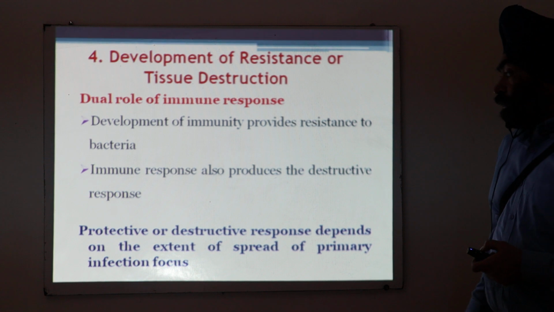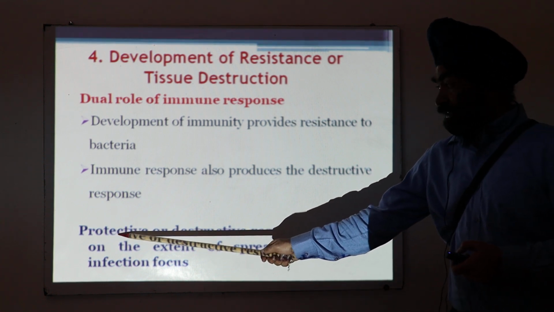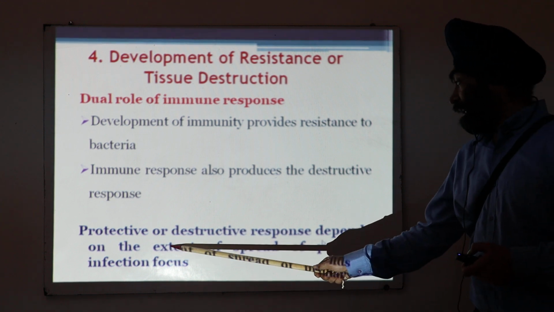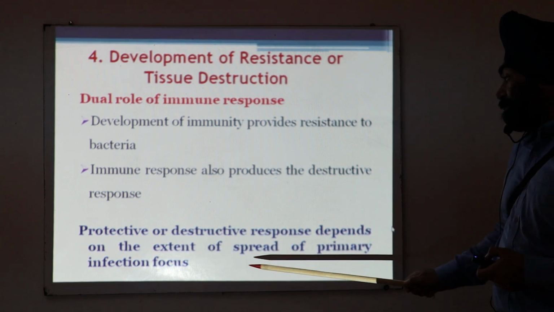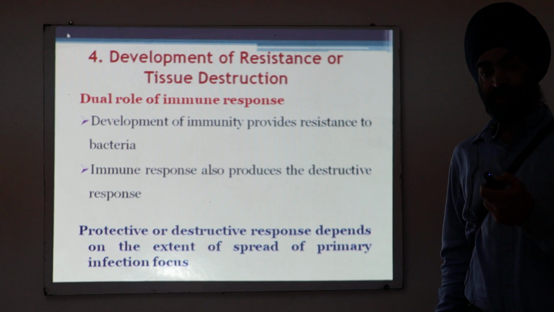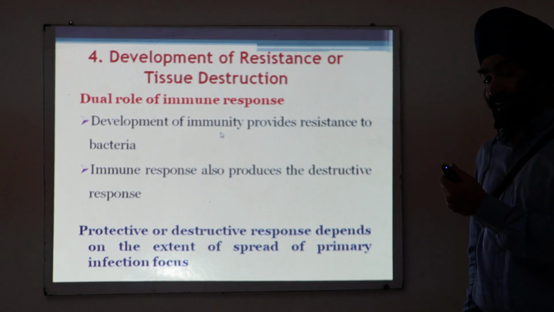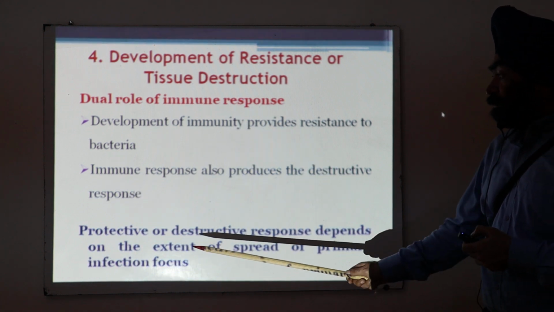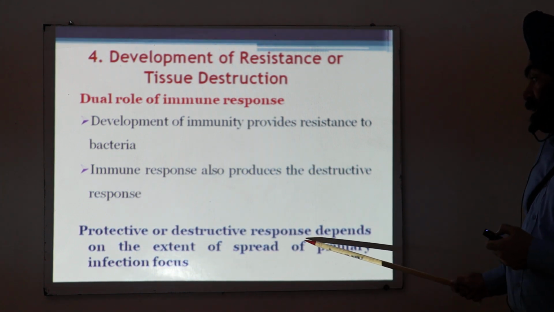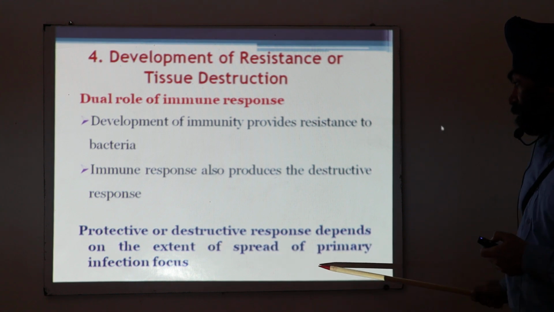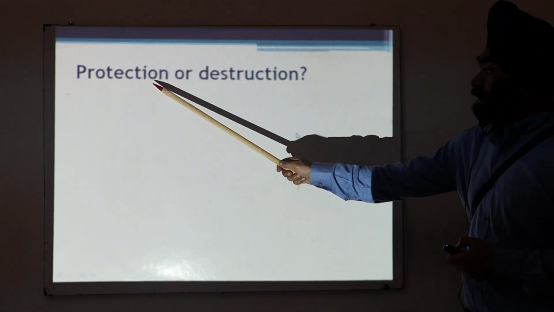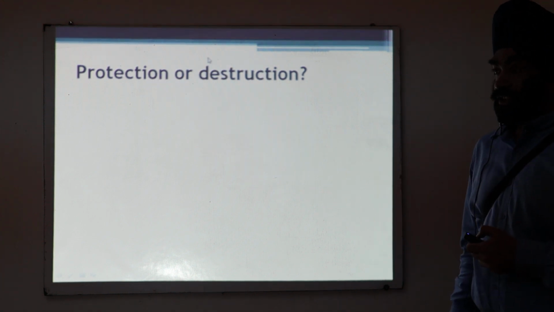So now whether there is a protection or a destruction depends on the extent of the spread of the primary infection. That means whether the primary infection is widespread or it is localized. So I am saying protective or destructive response depends on the extent of the primary. I will discuss this in the next slide also.